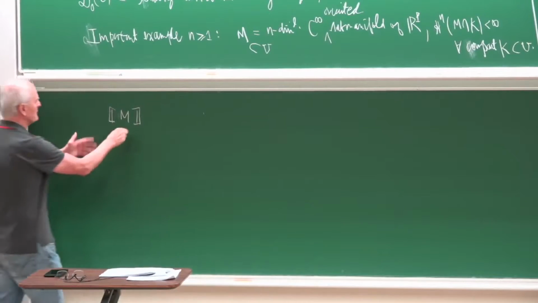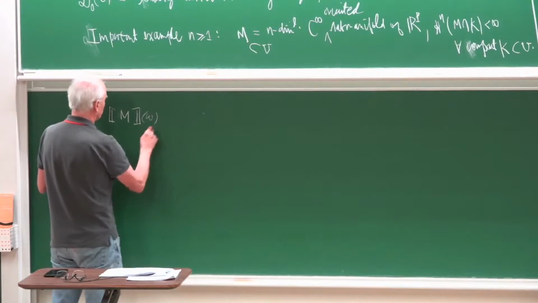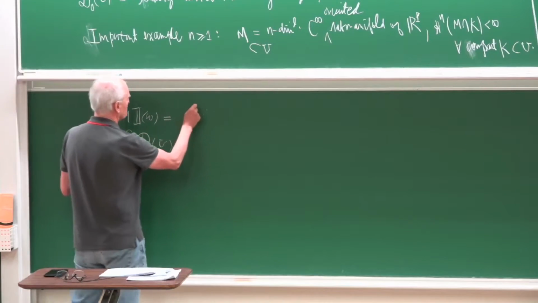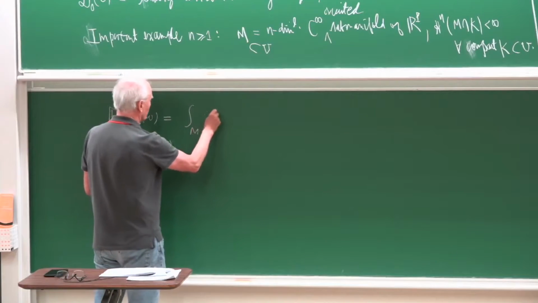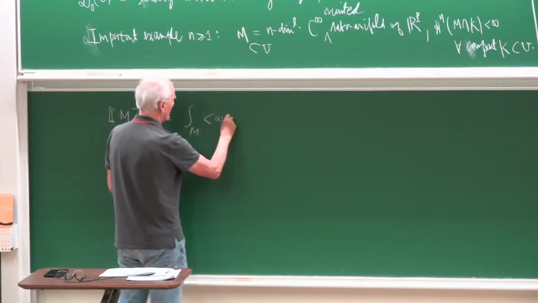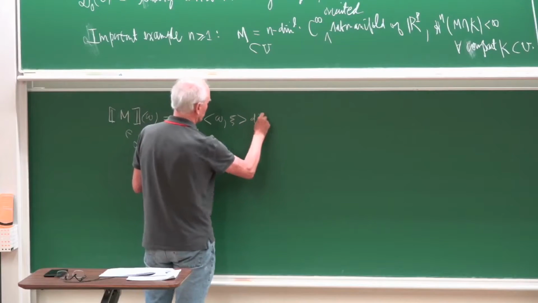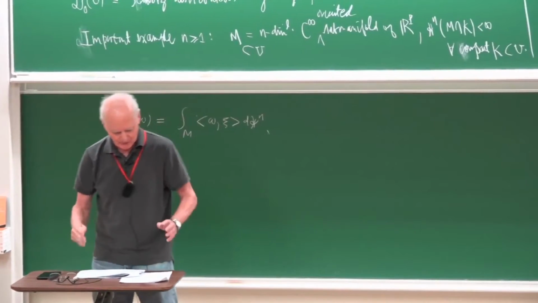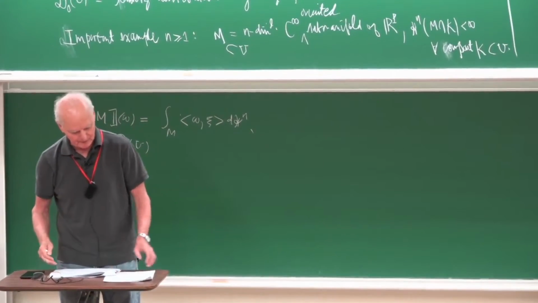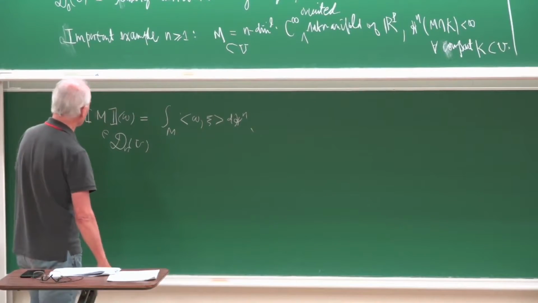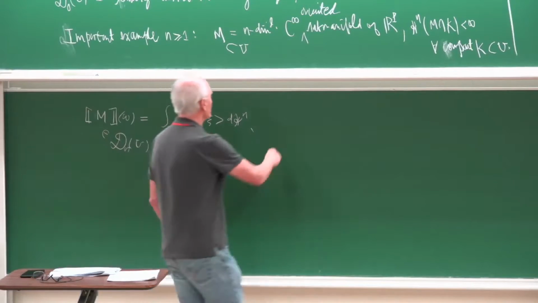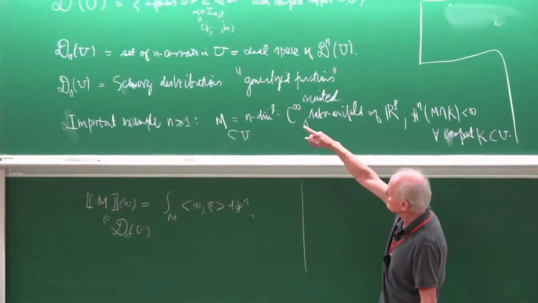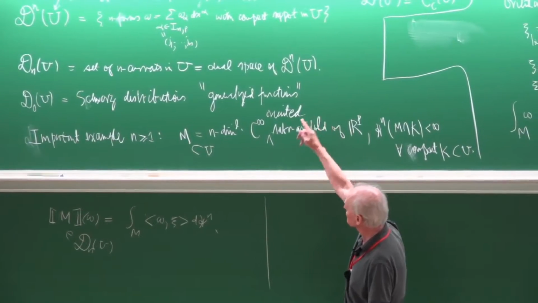So this means it's the current in D_n(U), and it's defined to be simply the integral of the form over M, or if you want to be explicit about it, the integral of omega, the dual pairing with [[M]]. So that's the prototypical example, and it's going to motivate all our definitions. Now let's make some general definitions about currents. The n-currents are simply the dual space.